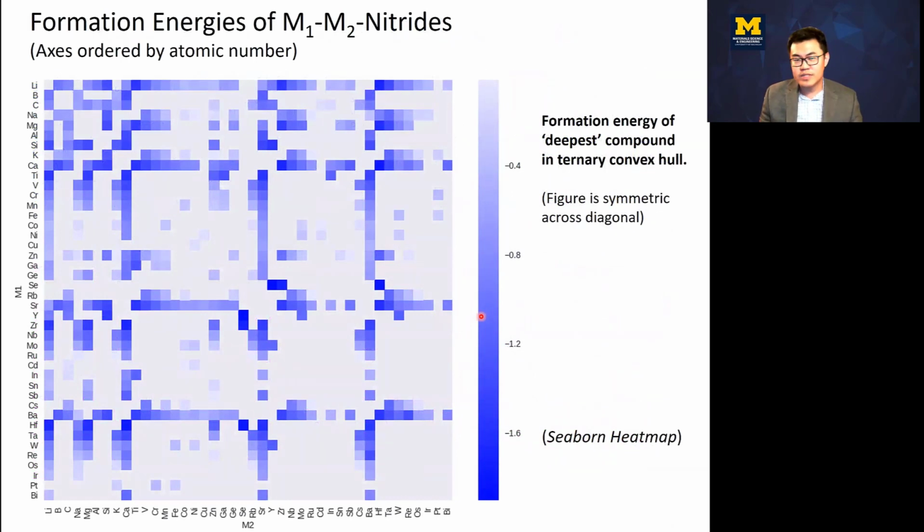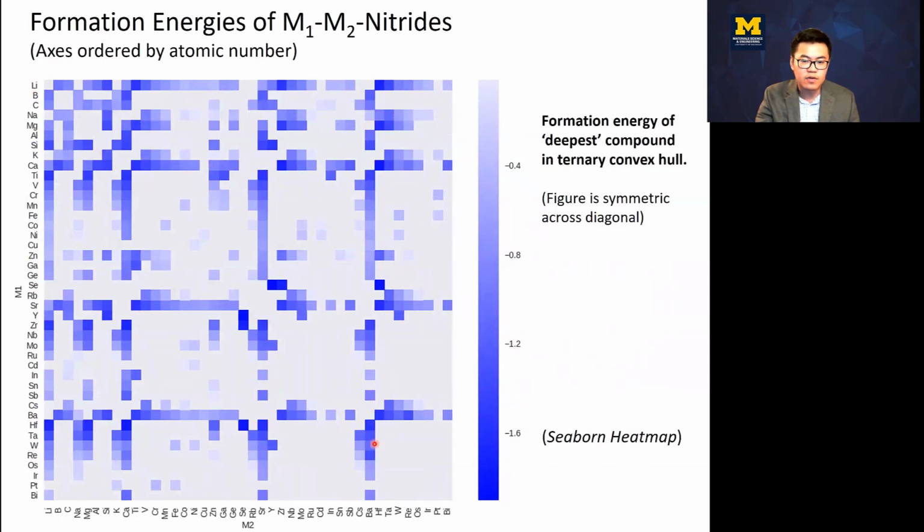So what we did was we started with data visualization, right? The first thing we did was we plotted on a heat map, which is this heat map right here. What we have are the axes are a variety of elements ordered by atomic number. And on this, each square is, if it's blue, it means there's a stable ternary nitride in that space. And the color of the blue, the shade of the blue, represents how stable it is, how deep the formation energy is. And when we look at this figure, we can already see some patterns appear, right?